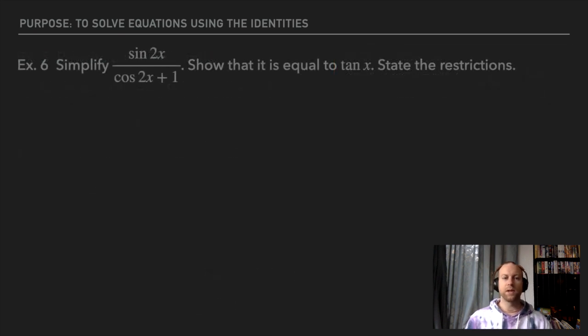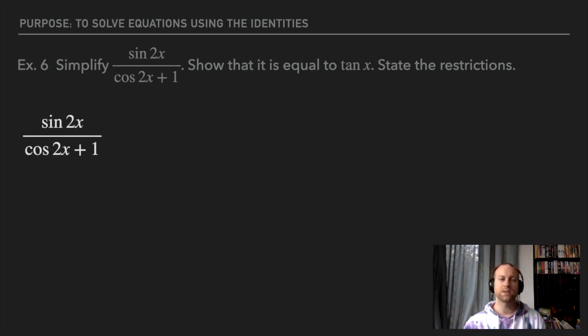Now we want to simplify an equation. So we're going to need to use those identities to try and simplify this as much as possible. And we're going to try and get tan x at the very end. And we want to show what kind of restrictions we got. So take this equation. Let's use some double identities. So sine 2x will give us the numerator here.